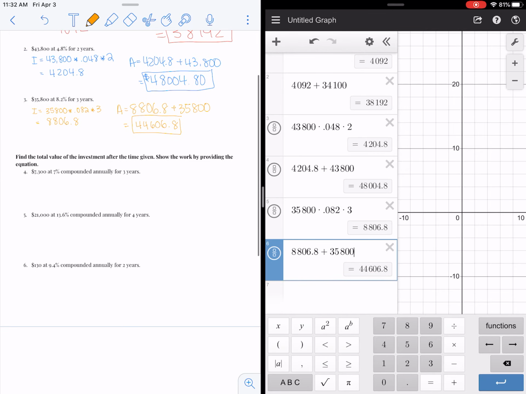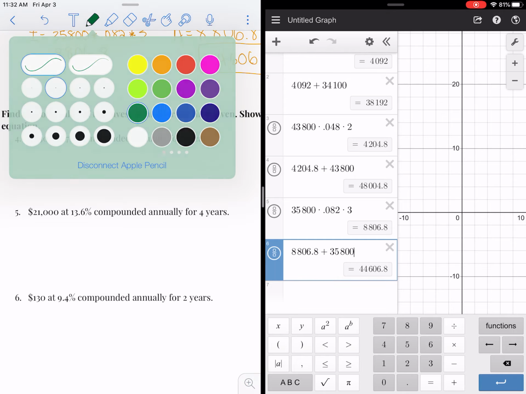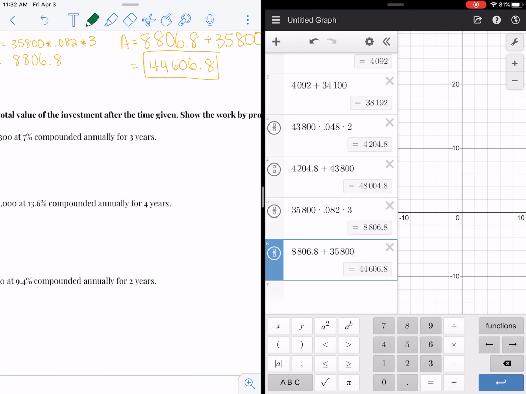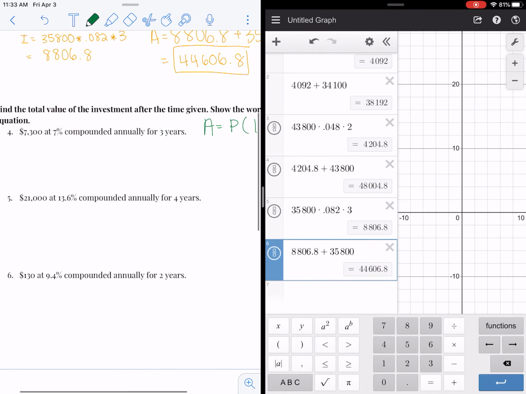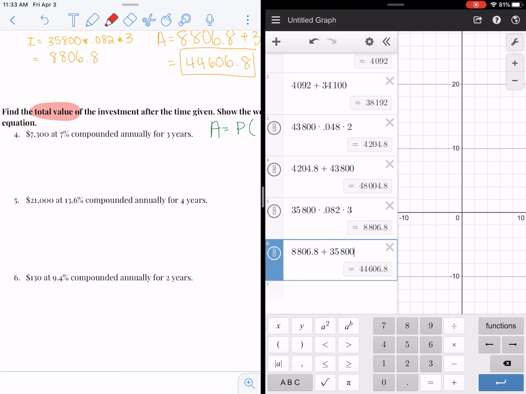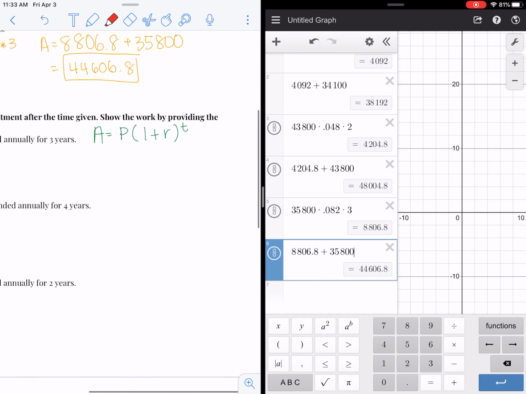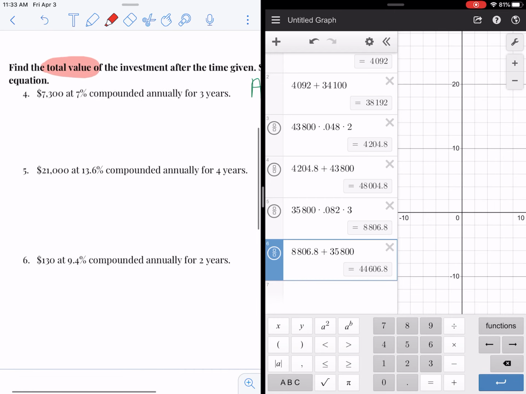All right, number 4, find the total value of the investment after this time given. Show the work by providing the equation. Number 4, $7,300 at 7% compounded annually for 3 years. So now we're working with the compound interest formula, which is A equals P parentheses 1 plus R to the T power. So remember, guys, now we're trying to find the total value from compounded annually. So we don't need a second step because it is not asking for just the interest.